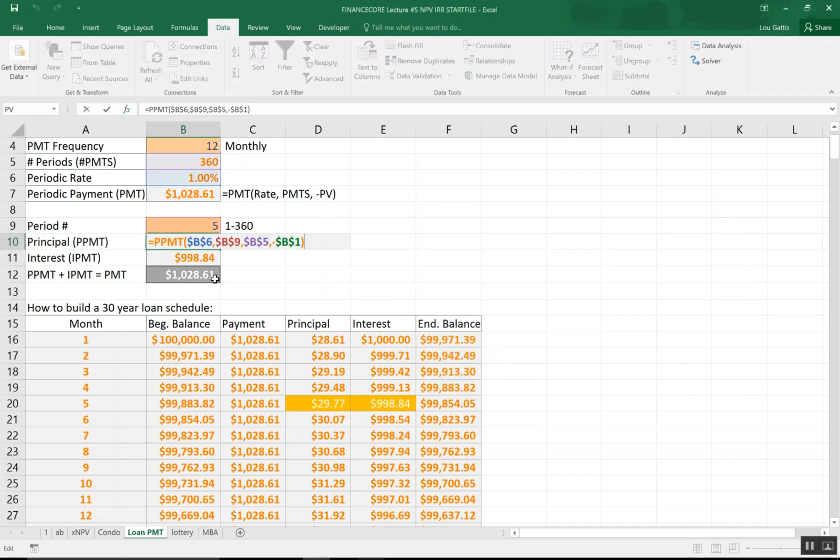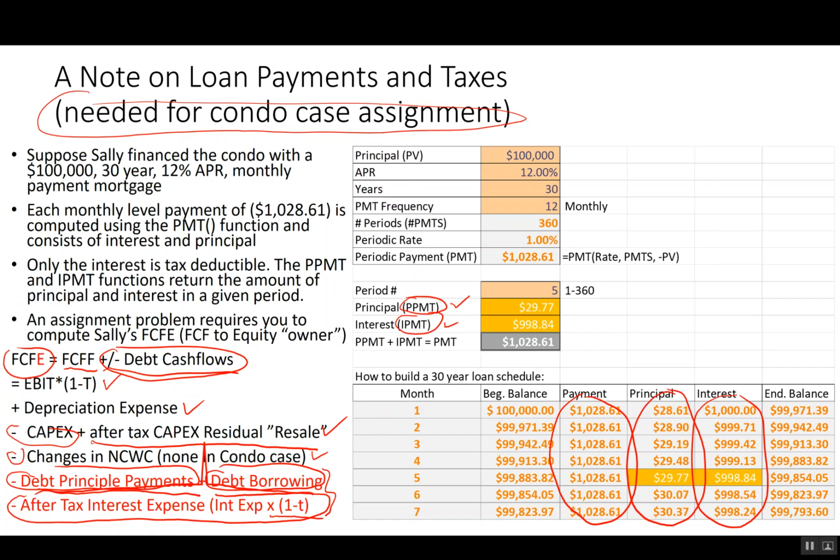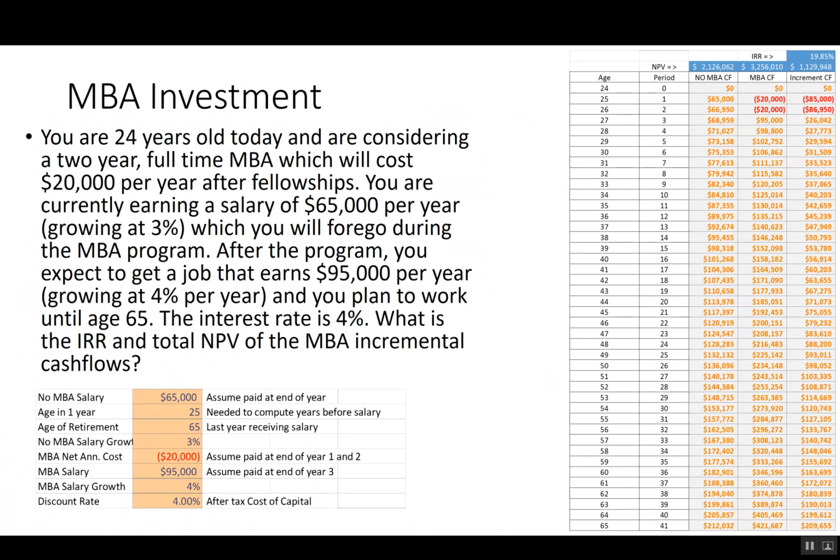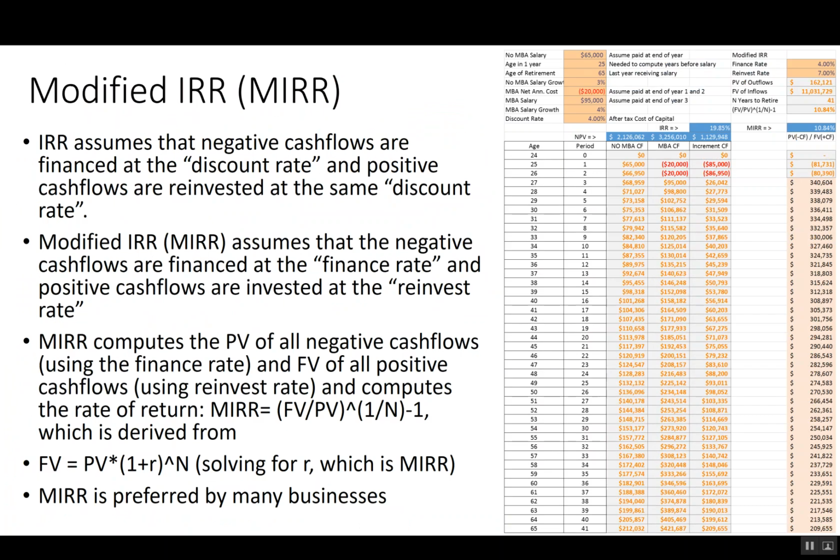So it tells me there's $29.77 of principal in the 5th payment and $998 of interest using the IPMT function, which is exactly the value using an actual table. So this will be helpful in completing that exercise. So let's do 2 more things. Let's calculate 2 more NPVs and IRRs.